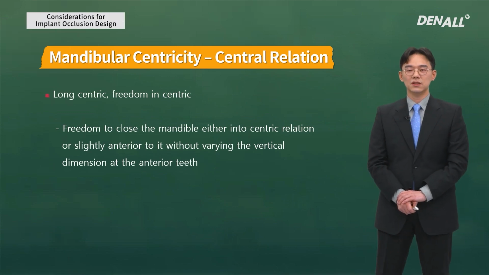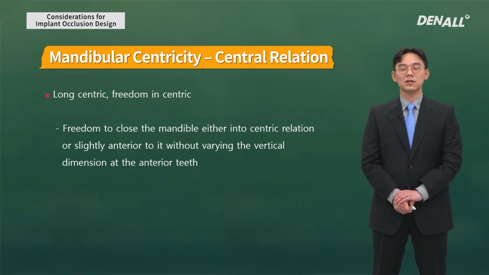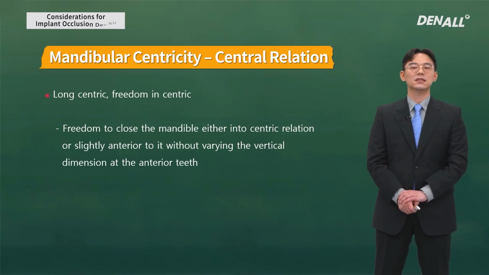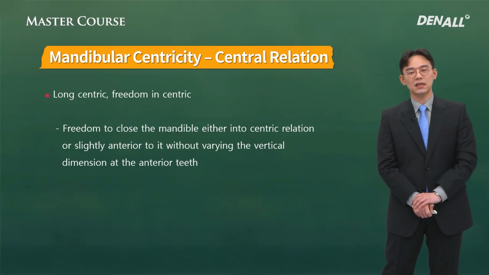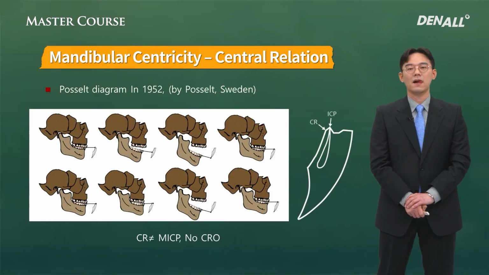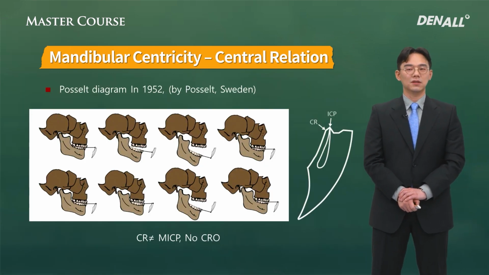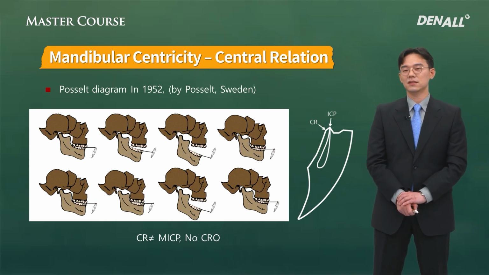Now, the long-centric or freedom-in-centric concept is accepted more. It is the freedom to close the mandible either into centric relation or slightly anterior to it without varying the vertical dimension at the anterior teeth. The Posselt diagram, published earlier than that, shows CR and MI not coincident.